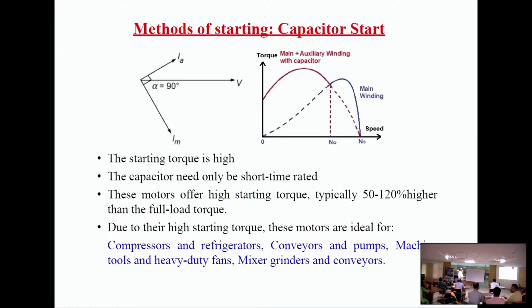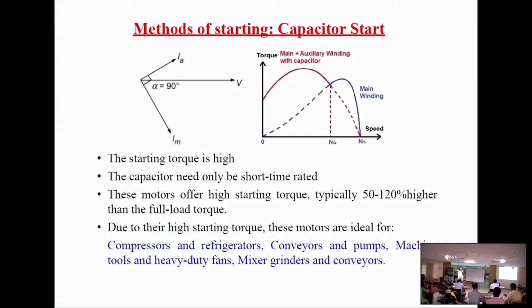Now the characteristics: the two currents, the main winding current and the capacitor current. The capacitor current will lead the voltage by some angle, and because the main winding is inductive, its current will lag. So the angle between the two currents, IA and IM, where IA is the auxiliary winding current and IM is the main winding current, is close to 90 degrees.